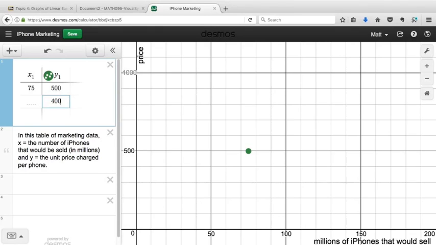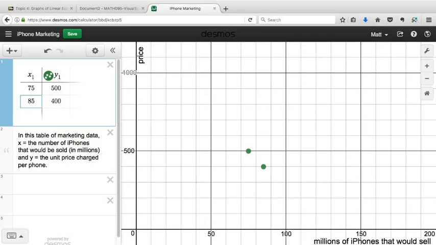So chances are, if I go into a test market at a price point of $400 per iPhone, I'm going to end up being able to sell more than 75 million units. How much more? Well, that's part of the relationship that we're trying to discover. So maybe instead of 75, now maybe I'll somehow be able to sell 85 million units of iPhones at the $400 price point.